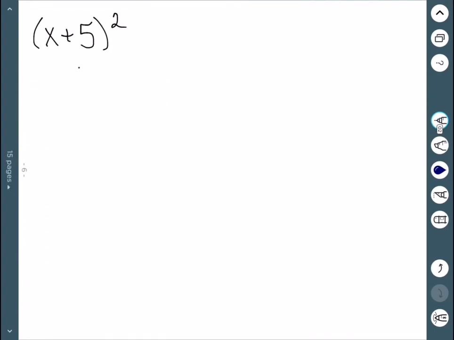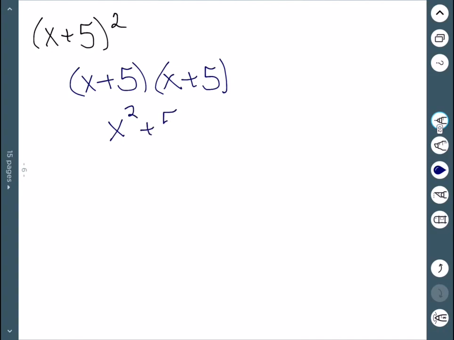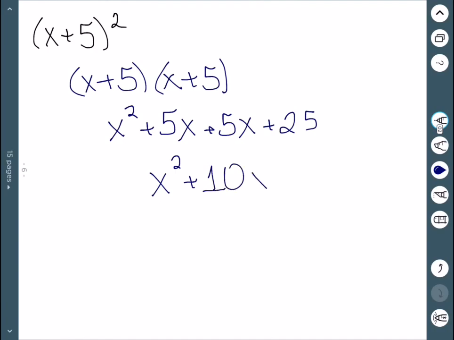One more example. Here, when we square, this is x plus 5 times itself. So my first two terms, x times x is x squared. Outside two, x times 5 is 5x. Inside two, 5 times x is 5x. And the last two, 5 times 5 is 25. This gives us x squared plus 10x plus 25.